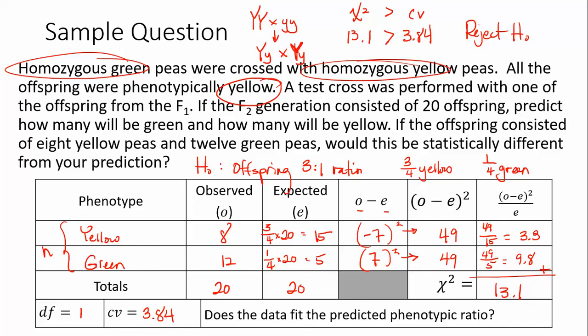What that means is these are not being inherited in the manner we expect. We would expect to find 3/4 or somewhere close to 3/4 of these offspring being yellow, but that number, 8 out of 20, is too far off. Something else must be playing a role. There must be some other factor influencing the distribution of these babies. So does the data fit the predicted phenotypic ratio? No, it does not.